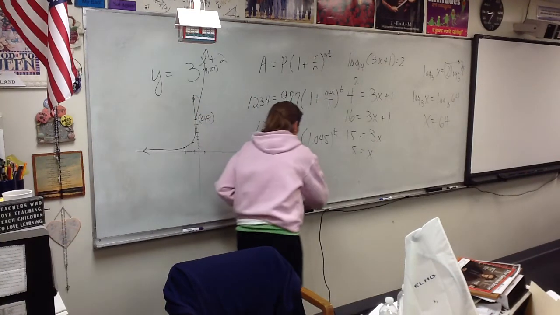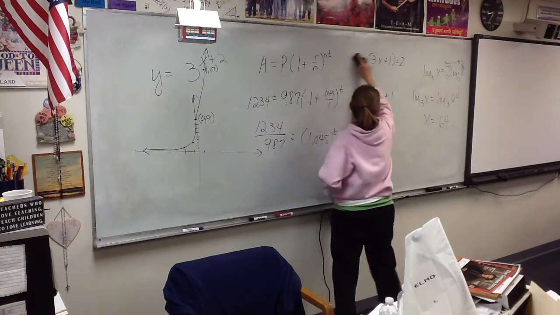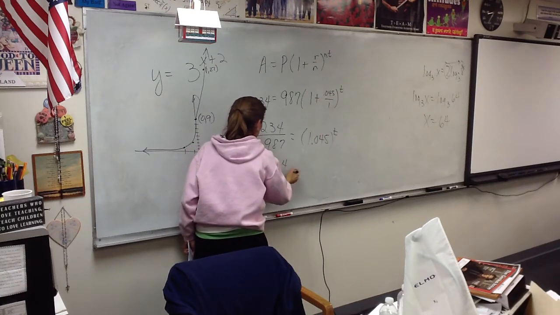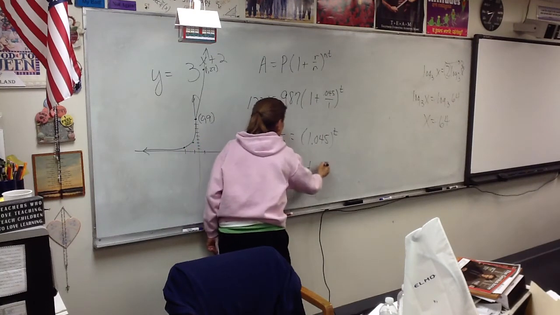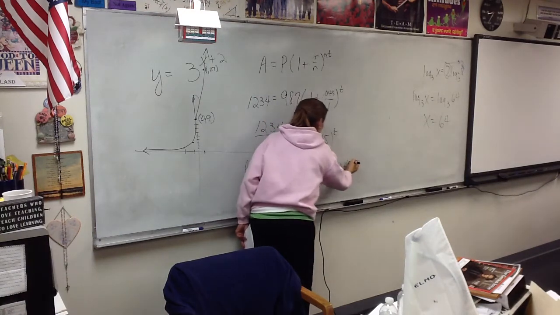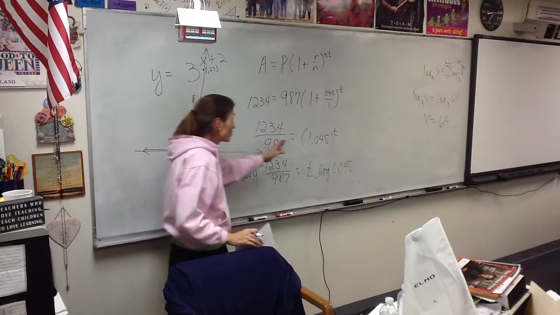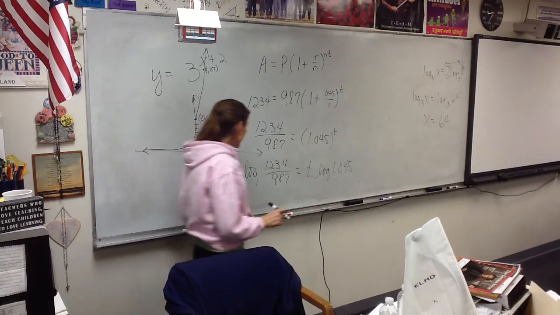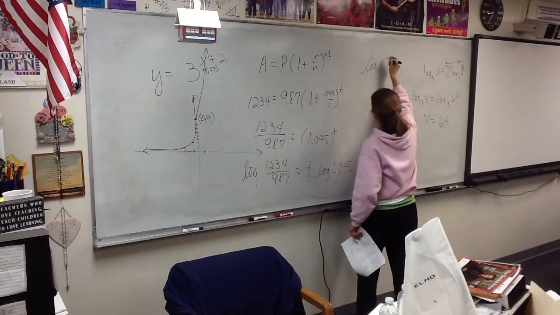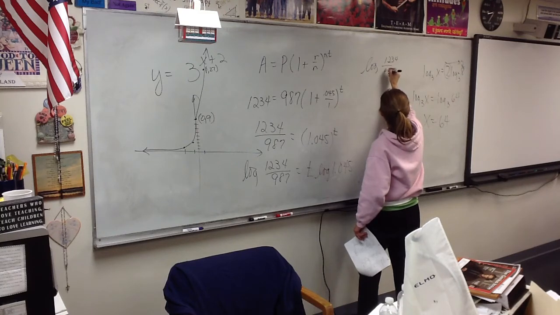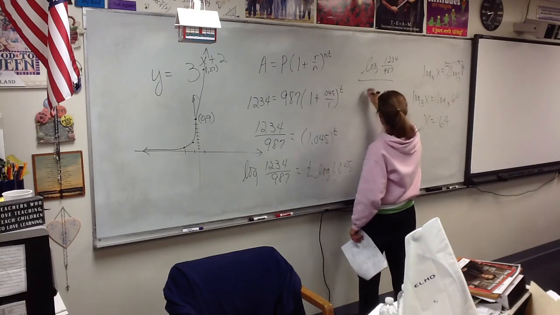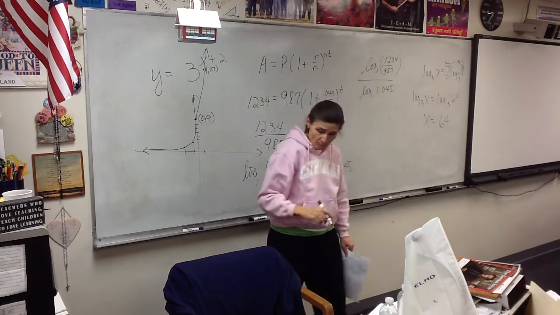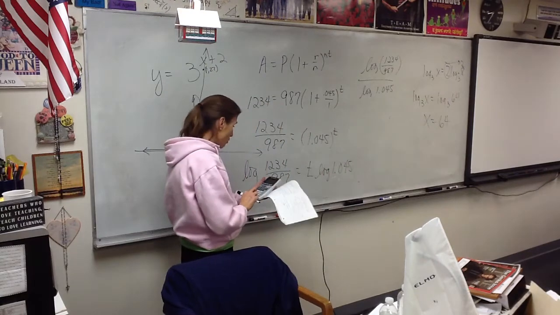What do I do now? Log both sides. Here we go. The logarithm of this side equals t times the logarithm of this side. Did I do too much at once? Shoot. No. If I take the logarithm, the exponent comes out, right? So then divide. Now I'll divide. So I'm going to have the logarithm of 1234 over 987 divided by the logarithm of 1.045. Just make sure you close these parentheses when you type it in. And it should all work out great.